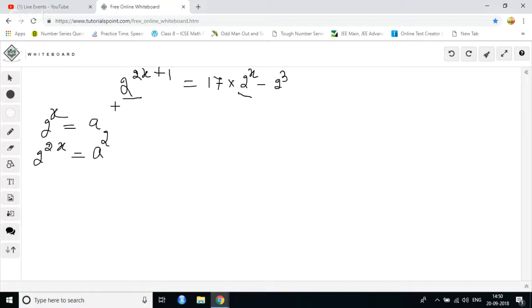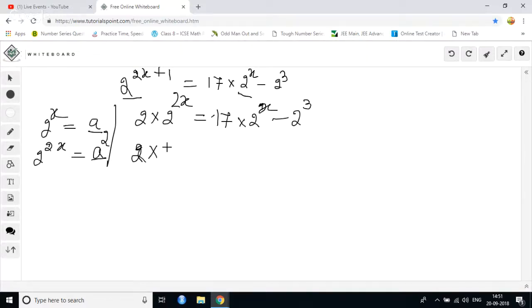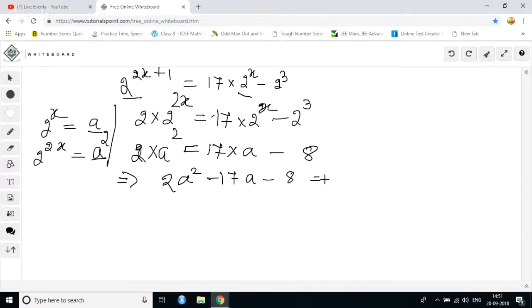So that is why what I'm doing here is I am writing it 2 into 2 to the power 2x, and that is equal to 17 multiplied by 2 to the power x minus 2 cube. So I am assuming 2 to the power x to be a and 2 to the power 2x to be a square. So can I write it 2 into a square, that is equal to 17 into a, and 2 cube is how much? 2 cube can be written as 8. So I am taking everything on the left hand side. I have 2a square minus 17a minus 8 is equal to 0.